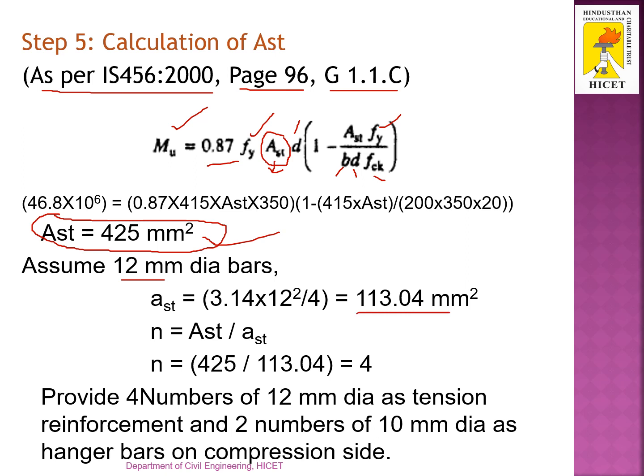The number of bars is equal to capital AST divided by small AST. Then the required number of bars is around 4 numbers. So you have to provide 4 numbers of 12 mm dia bar as a tension reinforcement.